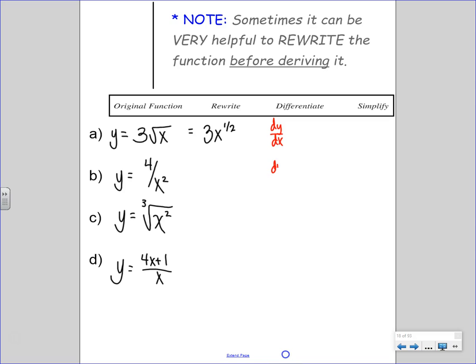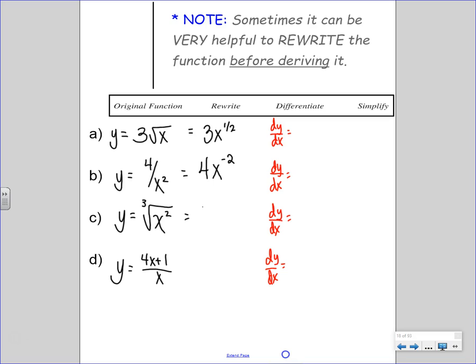How about the next one, 4 over x squared? How would I rewrite letter B? That's division. There's no division in any of my basic rules. That's for a very important reason. How could I rewrite 4 over x squared? 4 times 1 over x squared, and how can I rewrite that as a power? x to the -2. Ooh, I can use that power rule.